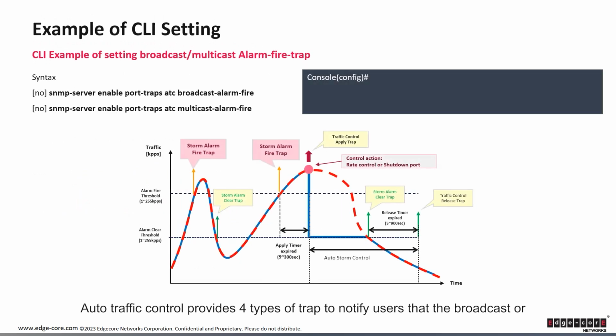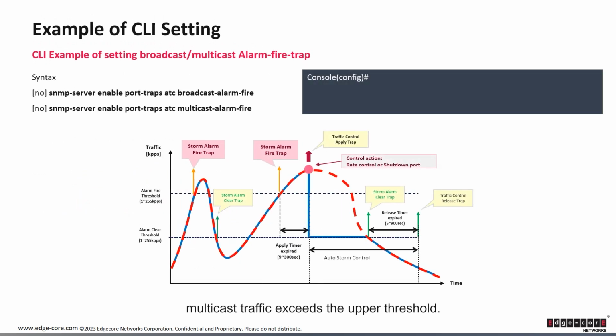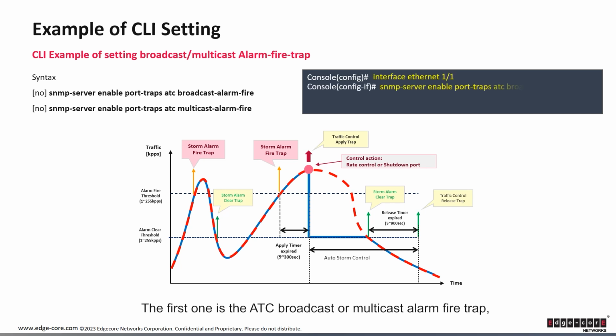Auto Traffic Control provides 4 types of traps to notify users that the broadcast or multicast traffic exceeds the upper threshold, or falls beneath the lower threshold, and the traffic control is applied or released. The first one is the ATC broadcast or multicast alarm fire trap. When broadcast or multicast traffic exceeds the upper threshold, this trap will be sent. If you don't need this trap, you can use the No form to disable it.